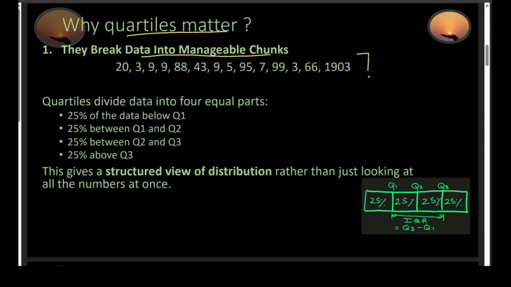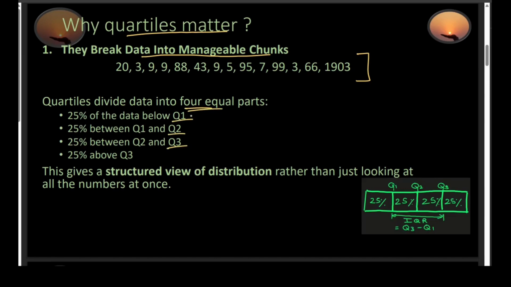So let's say this is the data. You want to break it into chunks. This is a small piece of data. In reality, you're going to have thousands and thousands of rows or records, and you have to break them into manageable chunks. So what quartiles do is divide your data into four equal parts. And for that, you need these values, Q1, Q2, and Q3.